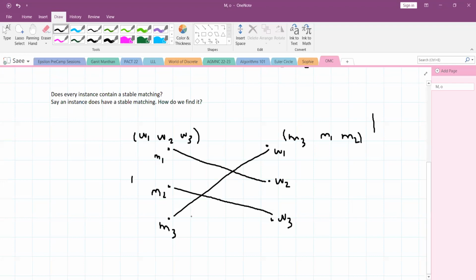So M3 and W1 don't want to change, clearly. M1 likes W2 better than W3, so M1 doesn't want to change. And so there's nothing that we can do really. M2 likes W2 better, but W2 doesn't like M2 better. W2 likes M2 the worst. So this is a stable matching. There are no instabilities. Does that make sense? I hope this helped in clarifying.